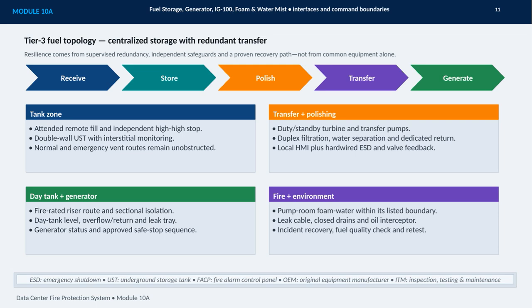Finally, fire and environmental controls stay within defined boundaries. Foam water protection in the pump room, leak detection, closed drains, an oil interceptor, and a recovery process that includes fuel quality checks and retesting. These interfaces and command boundaries are what make the system resilient.